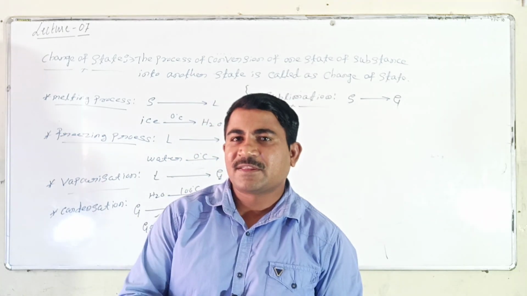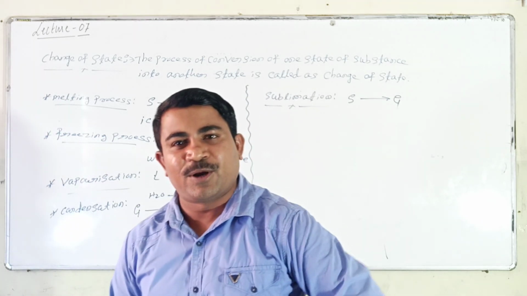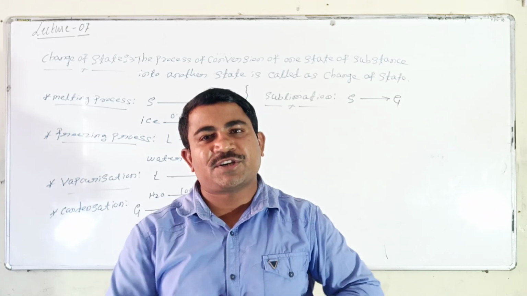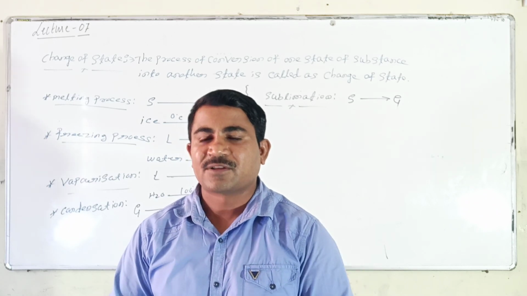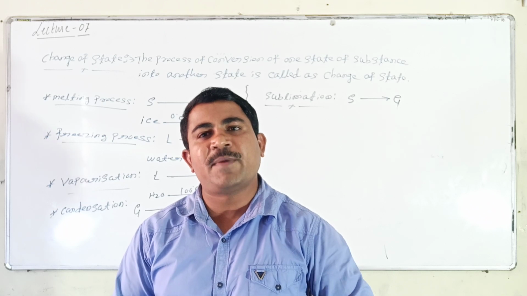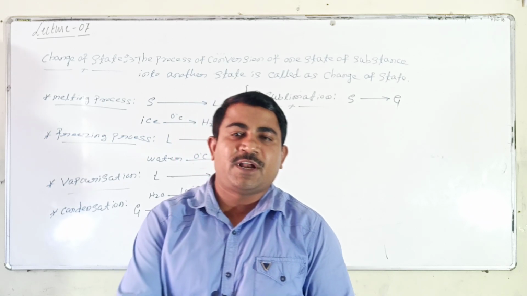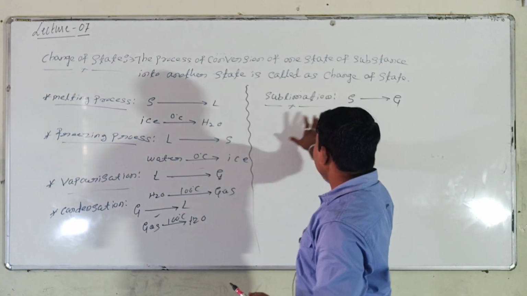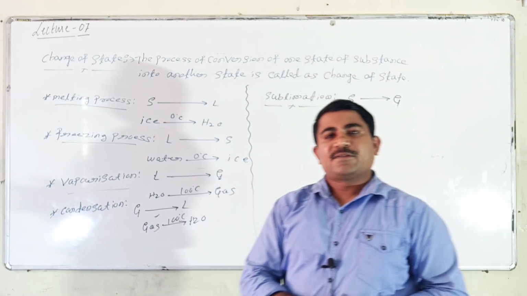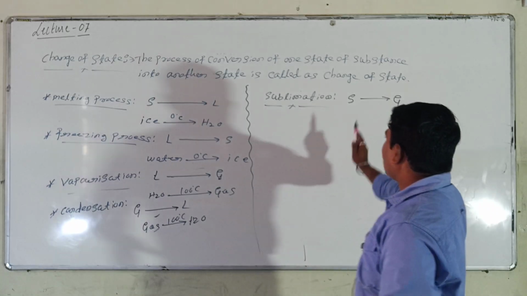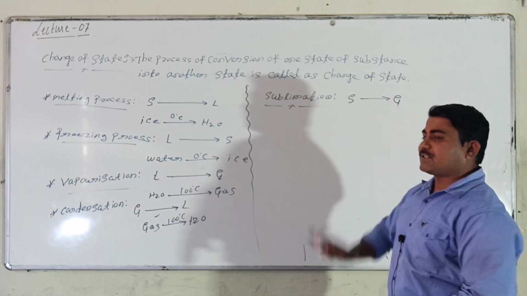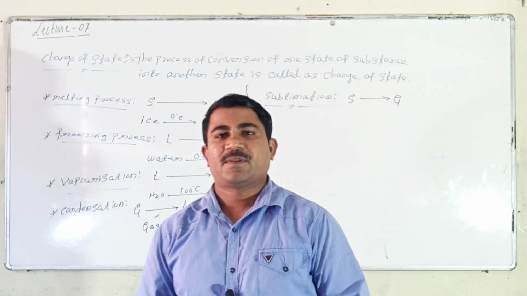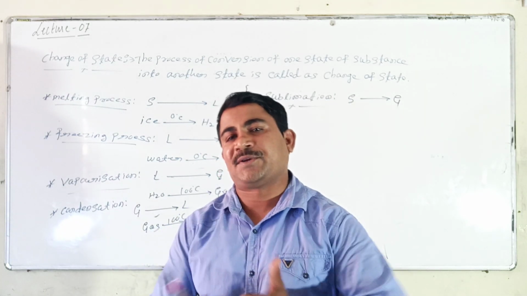One, the material must have low intermolecular force. Second, the material must have more ionization power or vaporization power. Third, the pressure on the material must be very high. Then only the solid can convert into vapor directly. This process we are calling sublimation. And the temperature at which the solid is converted into gas, that temperature we are calling sublimation point.